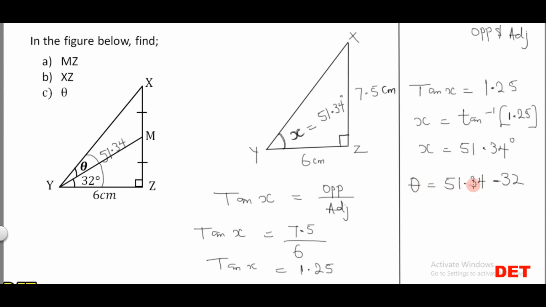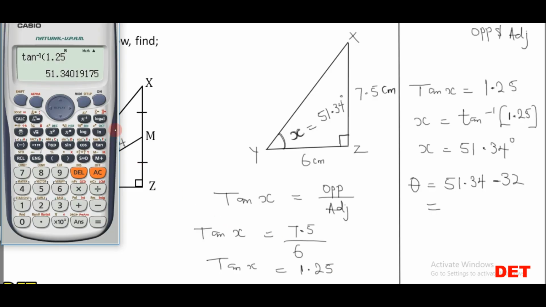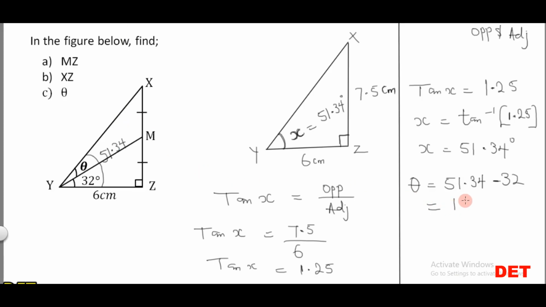Theta is equal to 51.34 minus 32, and that is equal to 19.34 degrees. So my theta is 19.34 degrees. That is my answer.